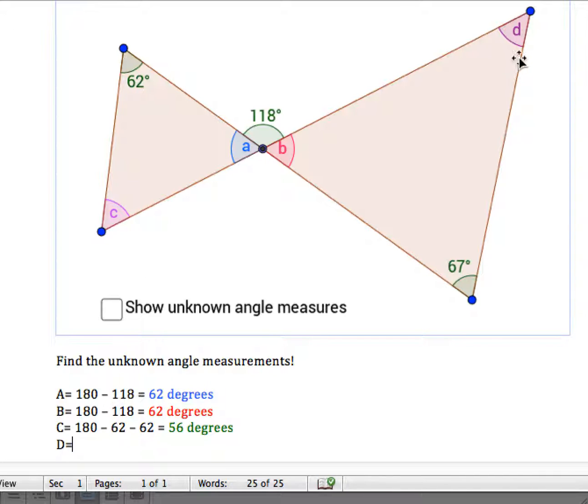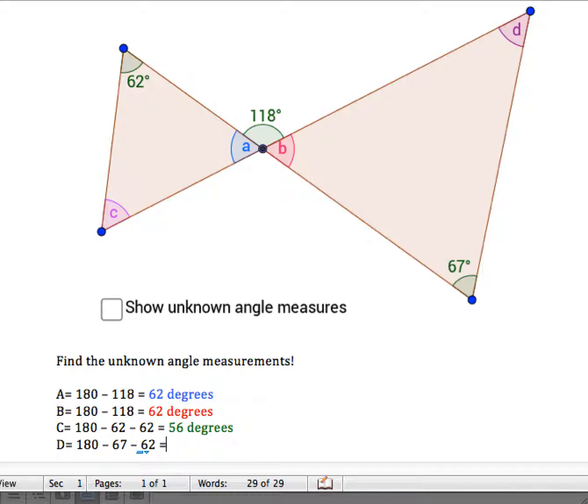Now D. D is our last one. Like we said before, a triangle equals 180 degrees. So it's going to be this angle plus this angle plus this angle equals 180. Well, we have B and we have this over here. So we're just going to go 180 minus 67, which again is right here, minus the answer to B, which was 62, equals, calculate it if you haven't already, I'll give you a chance, 51. Great. So 51 degrees.